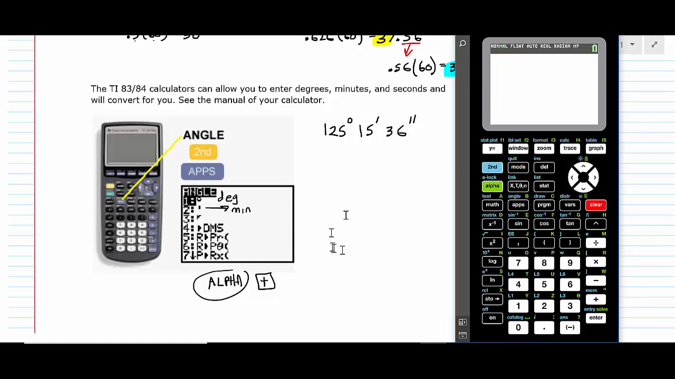What I'm going to do is put this in. We just go 125 degrees. Then you go second apps. You want to get the degree, so press enter. Then put in the 15. Then go second apps, right there. Go down to option 2, press enter. That's the minutes. Now put in the 36.